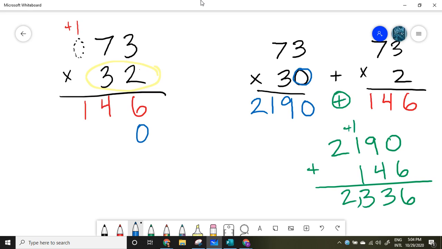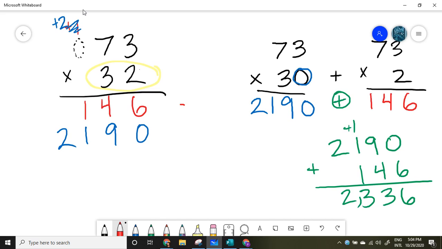3 times 3 is 9. 3 times 7 is 21. So that means I would put my 1 down in my 1s, down in my digit space, but then I would have to carry my 2. I'm done with that, so I can cross it out. And now I will do plus 2. Once again, I have the 0 here, so I would do 3 times 0, which is 0, plus 2, 2.